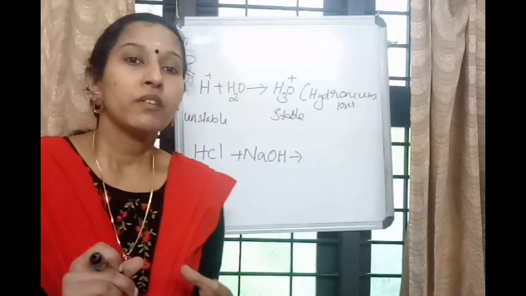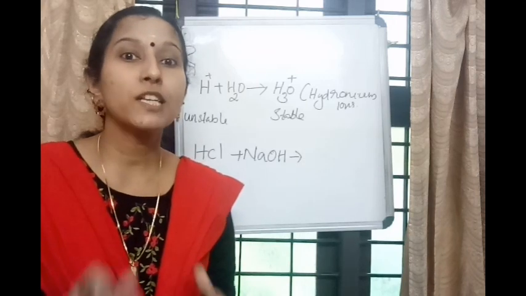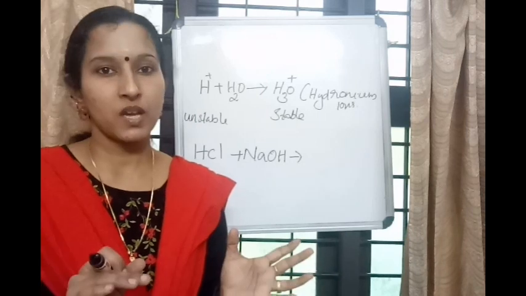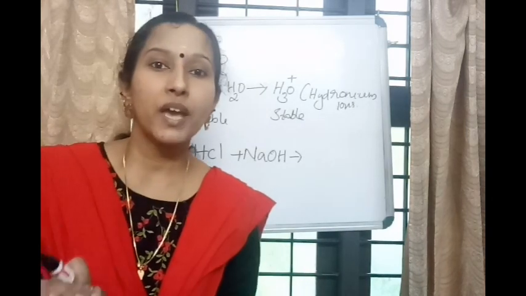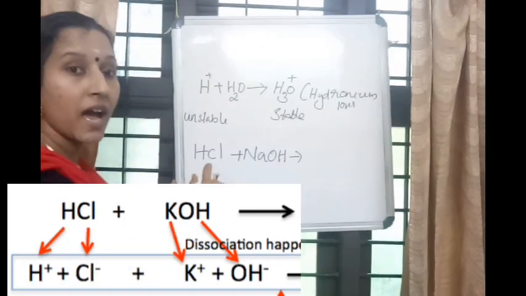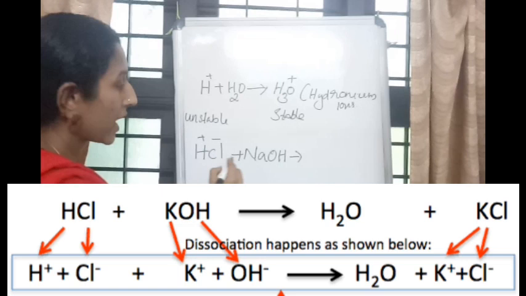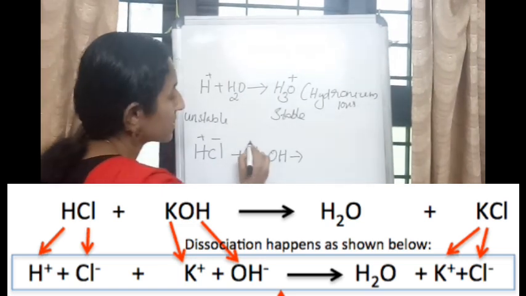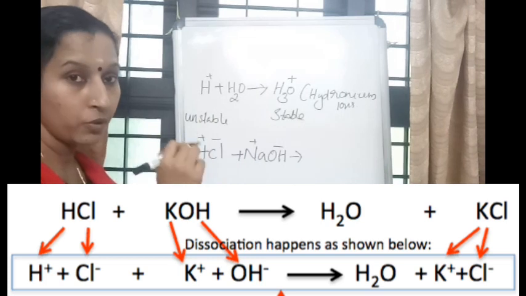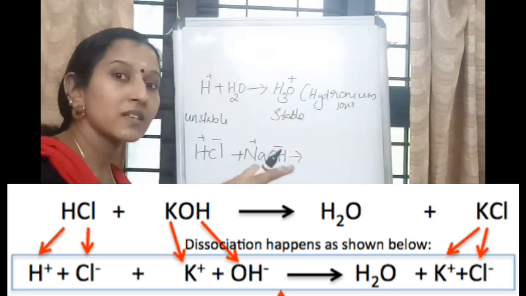Okay, so we have discussed ionization and dissociation. We can explain the neutralization reaction on the basis of this. How do hydrochloric acid and sodium hydroxide ionize? Hydrochloric acid ionizes to form H plus and Cl minus ions, and sodium hydroxide ionizes to form Na plus and OH minus ions. You know that opposite charges attract and like charges repel.